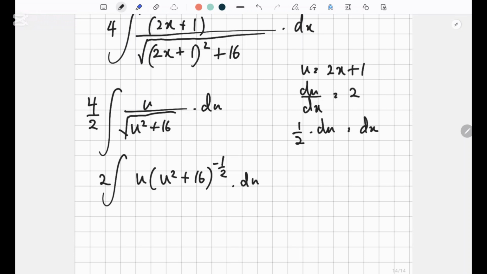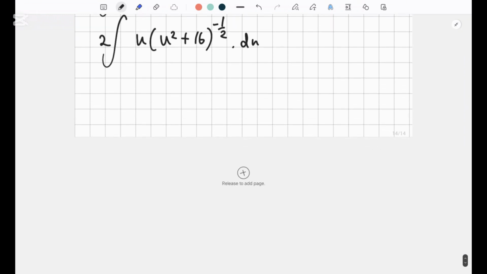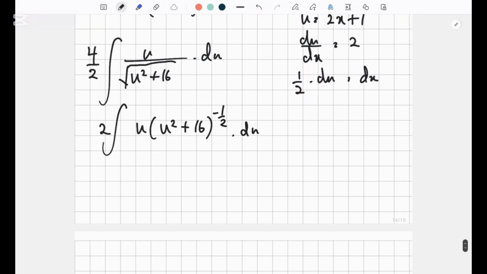What you can do here is, you actually don't need to, but you could take a substitution if you like. Okay, let's take a substitution again. Let's take t equals u² + 16.